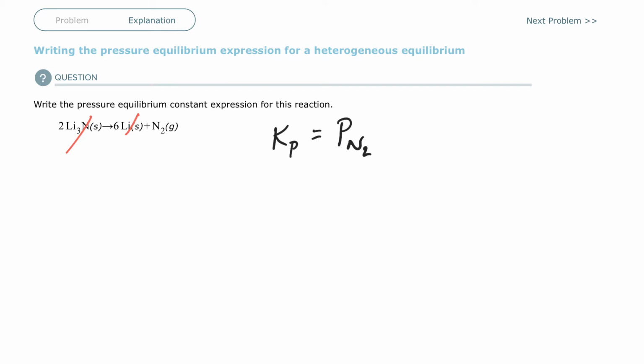So heterogeneous, remember, you're going to ignore everything that's not gases or aqueous. And then when you're dealing with pressure, you're only dealing with gases.